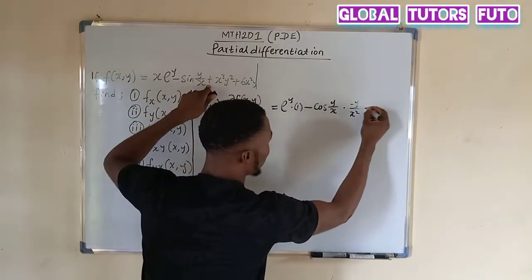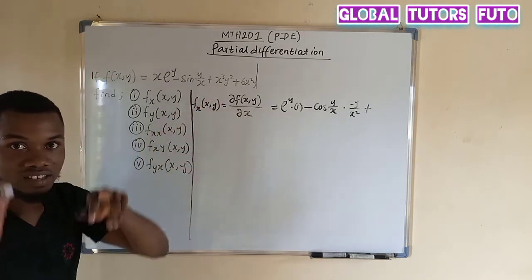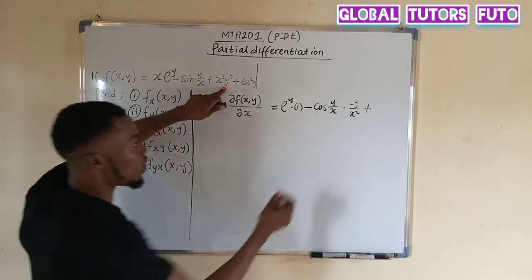Plus, now remember that we're working with respect to x. So anything that is not x is a constant. So our constant here is y raised to power 2.